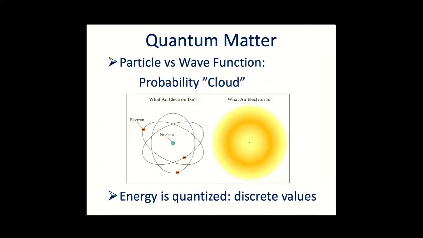And the answer to that was quantum mechanics, where the electron is not a particle, but a cloud of probability, shown on the right, where it's the probability of finding the electron in the atom. So that's the quantum view, that matter is a probability wave, and then the energy associated with the atom is quantized, and I'll describe that in a few minutes.